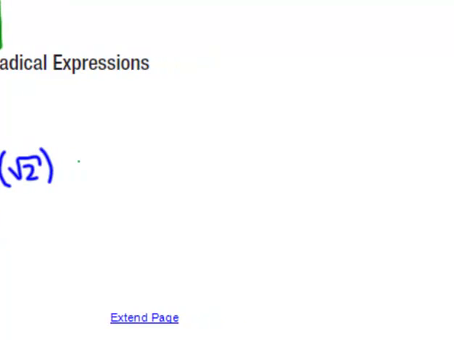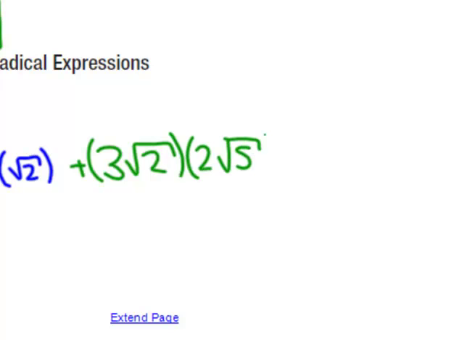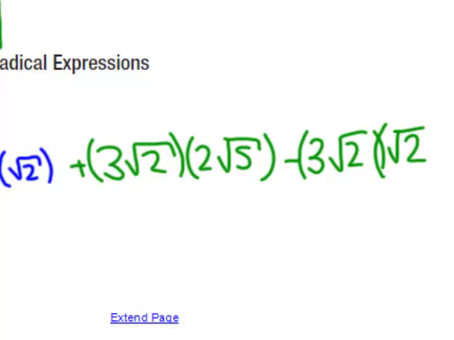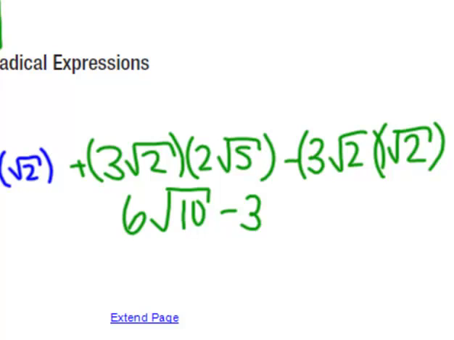So again, you can write it out if you want to. 3 root 2 needs to be multiplied by 2 root 5. And then we want to subtract 3 root 2 times the square root of 2. So this first one here, numbers on the outside, 3 times 2 give me 6. Numbers on the inside give me 10. And then the next one, numbers on the outside, just are 3. And then root 2 times root 2 gives us square root of 4.